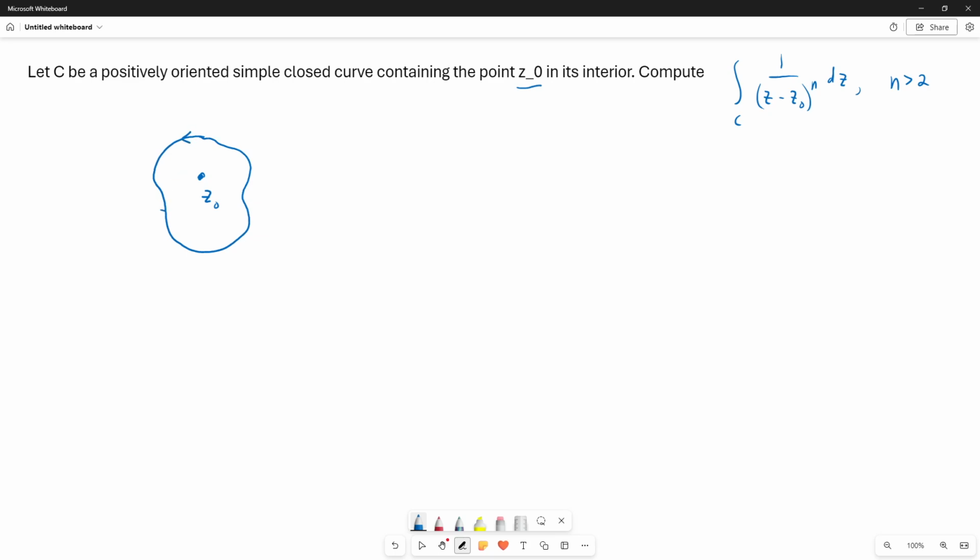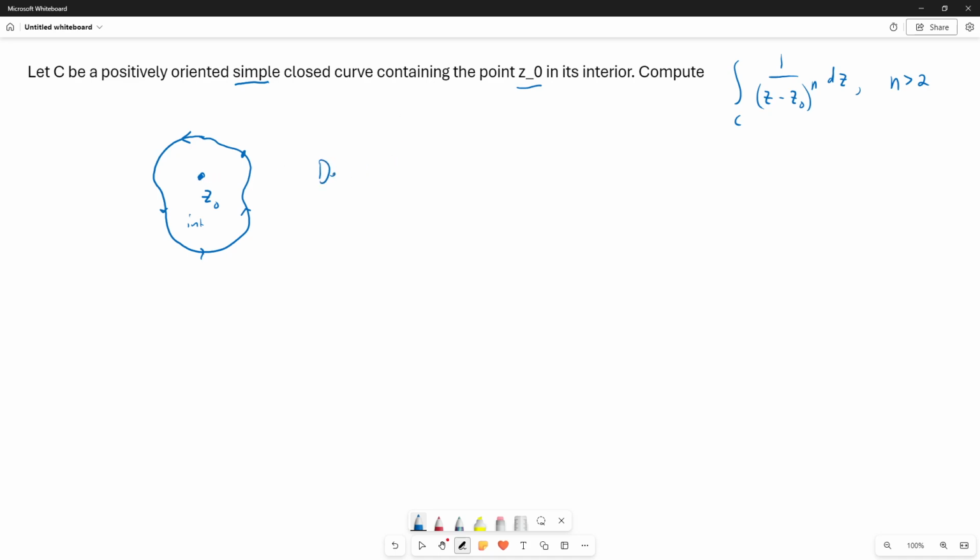So the orientation is in this direction. As we traverse the simple closed curve, the interior is on the left. That's the positive orientation. So we don't know very much about this curve, just that it's a simple closed curve, which means it has an initial point and a terminal point that coincide, and it doesn't cross itself in any other place. And z0 is interior to it.